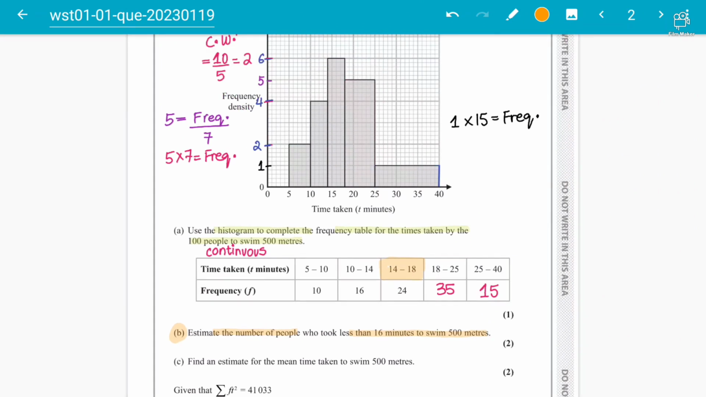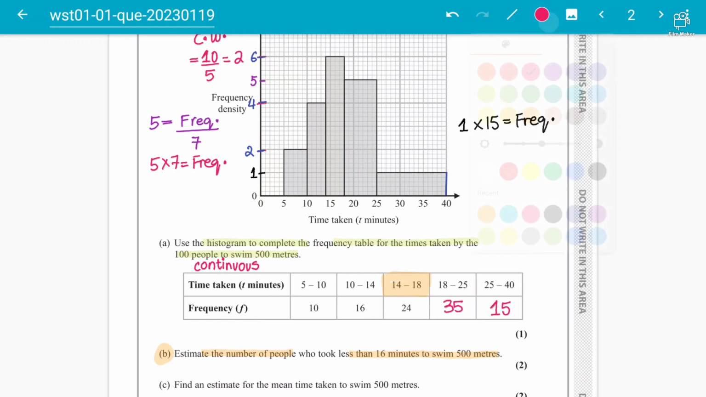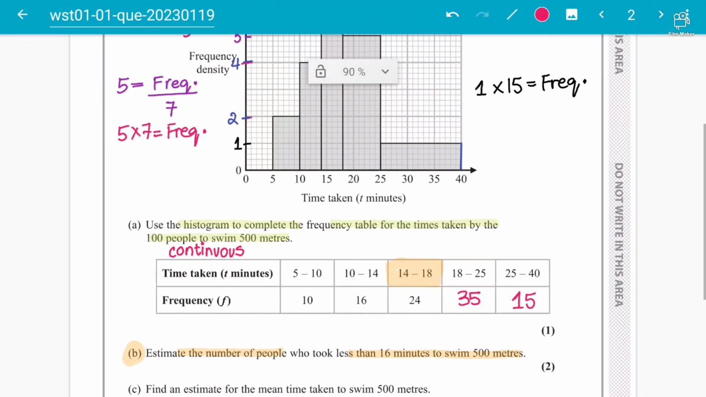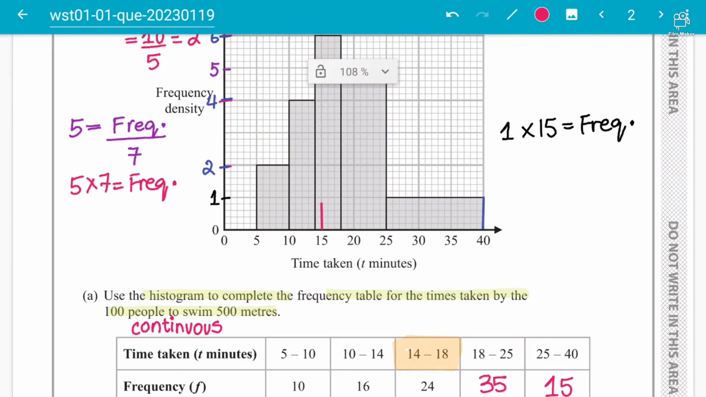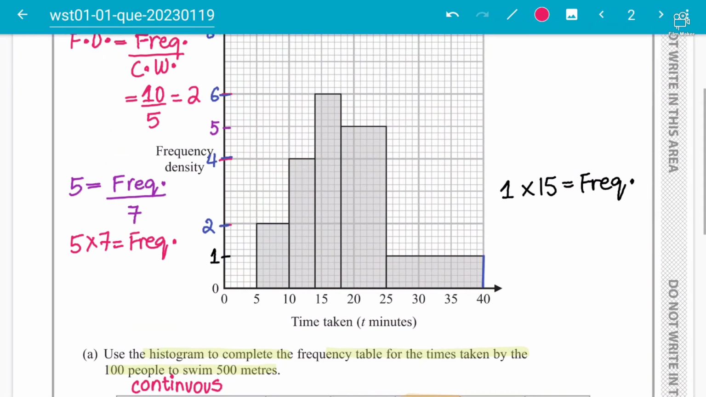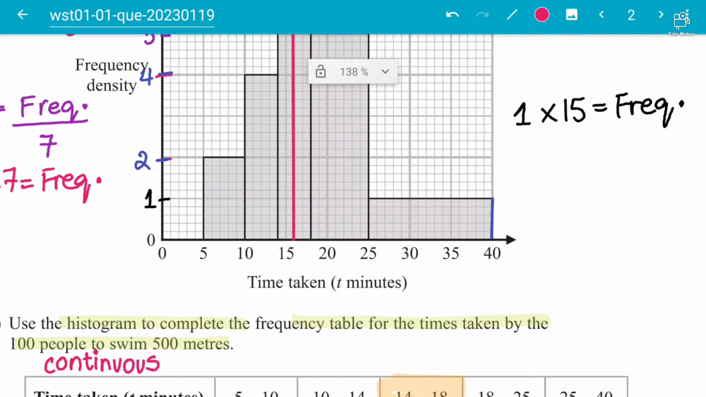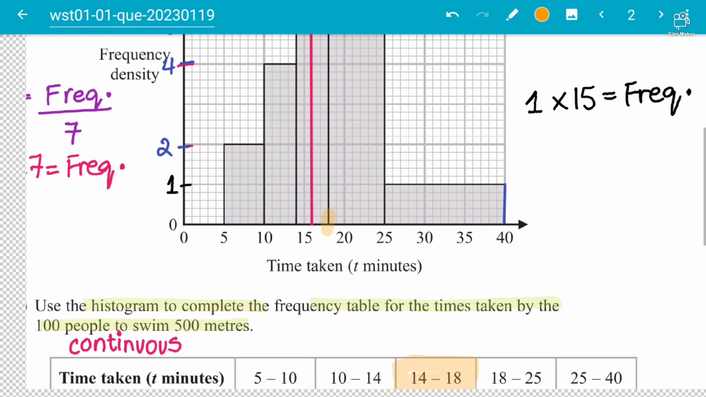Follow the colors. Everything is to be done on the histogram, so make sure you do it properly. So how will you get it? 14 is here, 16 will be here. 15 is here, so 16 will be here, students. 16 will be here because 15 is just above and 18 is ending here. This highlighter, students, is 18.